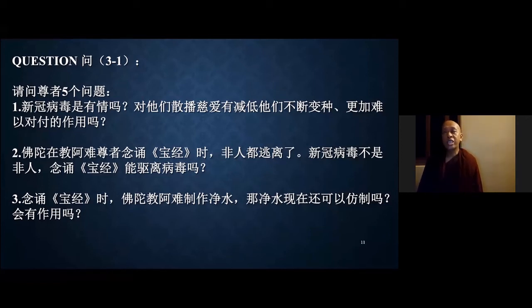Then if we can have all these conditions, we have one more thing: not expecting any gain or return. If we don't expect anything in return, then it will be effective. So we can chant. Actually, we chant every night in our monastery. So far we are okay. We don't have any coronavirus incident, especially in my monastery.